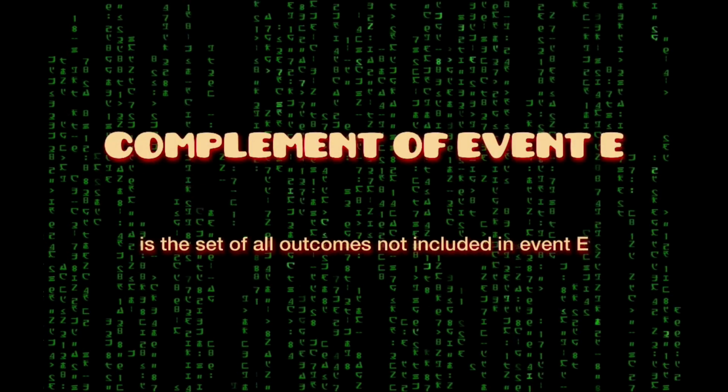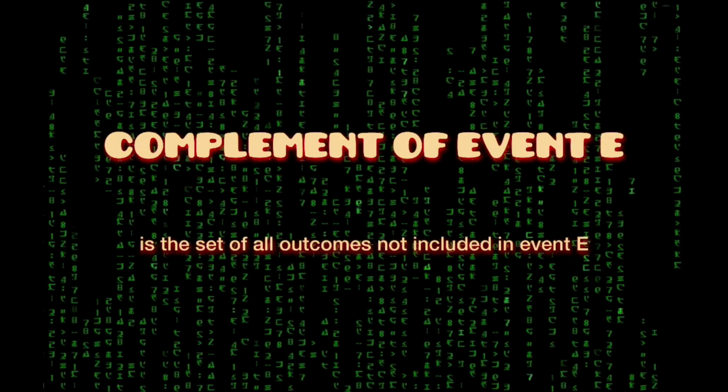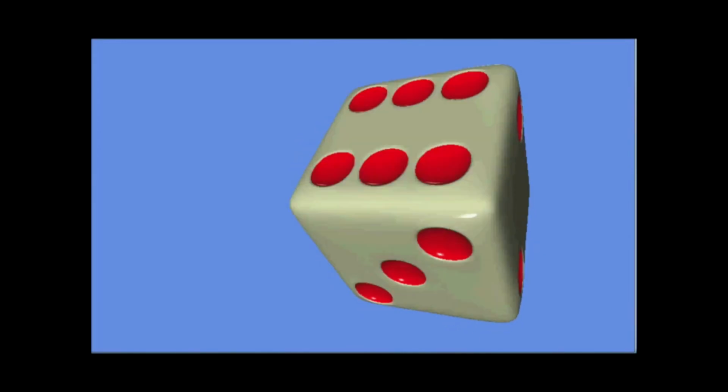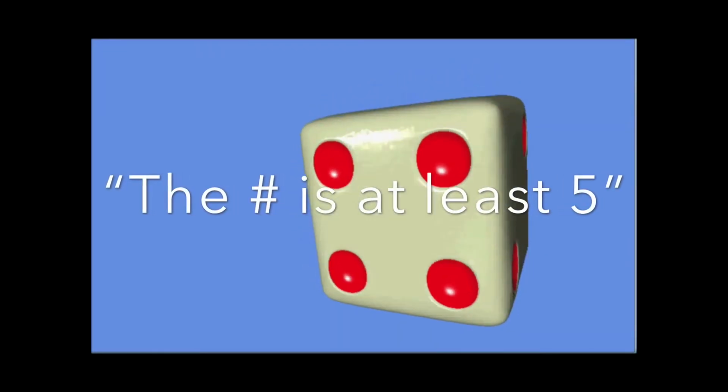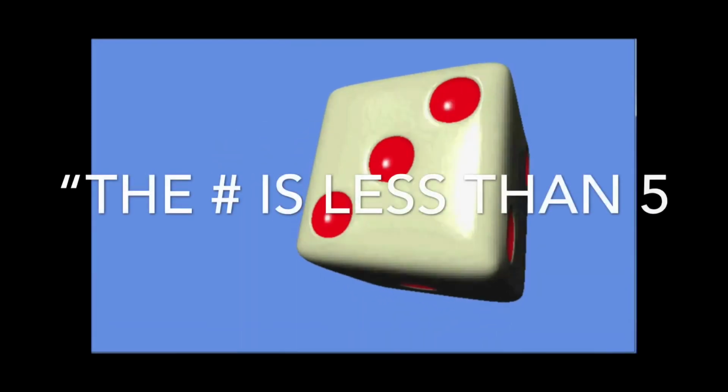The complement of event E is the set of all outcomes not included in event E. For instance, if you roll a die and let E be the event, the number is at least 5. Then the complement of E is the event, the number is less than 5.